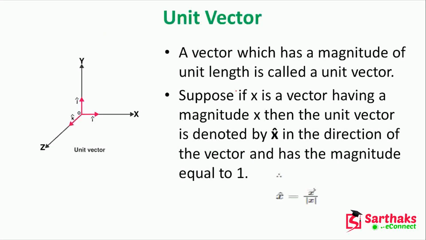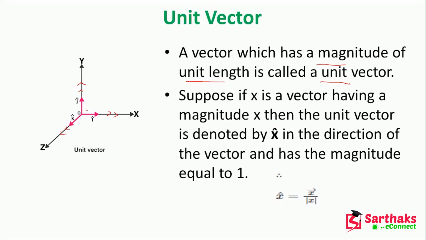So then unit vector. Here you can see in this diagram, this is x-axis, y-axis and z-axis. And a vector which has the magnitude of unit length is called the unit vector. Here you can see i vector, j vector, k vector. Generally the i vector we are considering along the x-axis, j vector along the y-axis, and k vector along the z-axis, right?